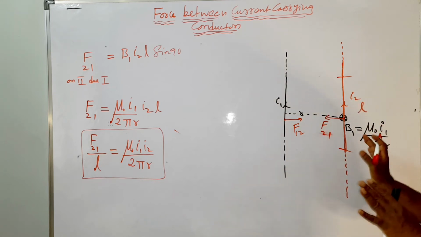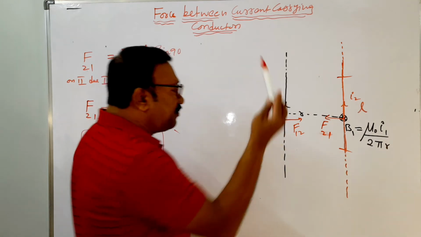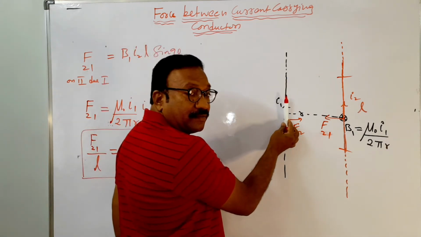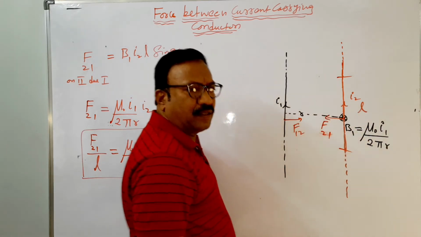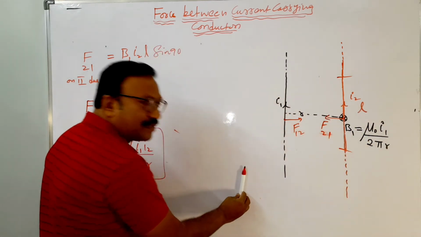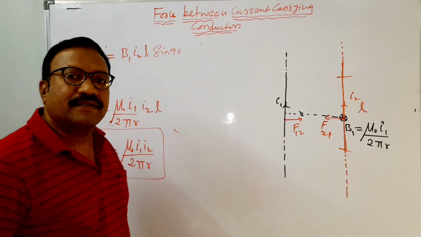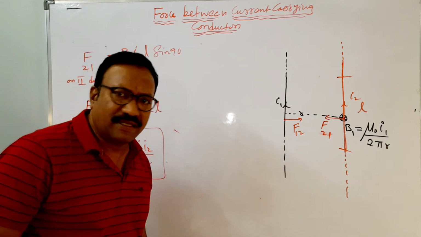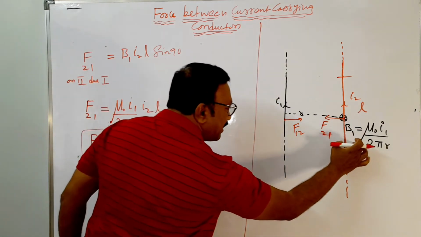Okay, if you are not satisfied with action and reaction, we can do one thing. You first brought this wire and then you kept the second wire in the magnetic field of the first wire. Now I will bring the second wire first. Then in the magnetic field of the second wire I will put the first conductor. Then you get the same answer. Let us see. So I will bring the second wire first.